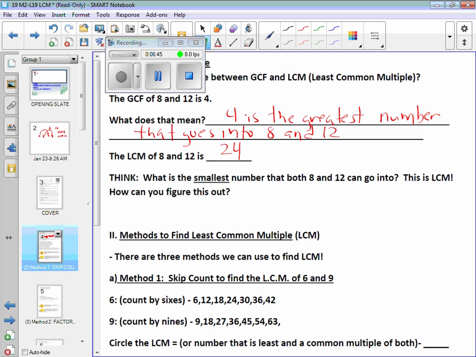There's 3 different ways in which you could figure out LCM. What Smiley did is something called the skip count method, which I'm going to show to you in a minute. I usually like to write it down, but you can also do it in your head, like 8, 16, 24. That's called skip count. Count by 8s, count by 12s, and the first match you come to is your LCM.